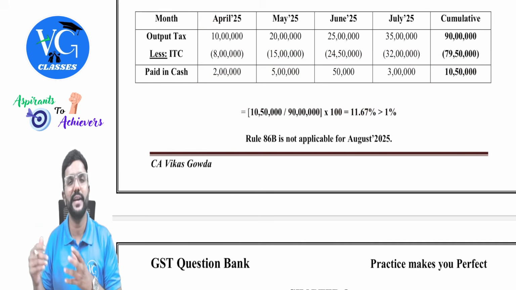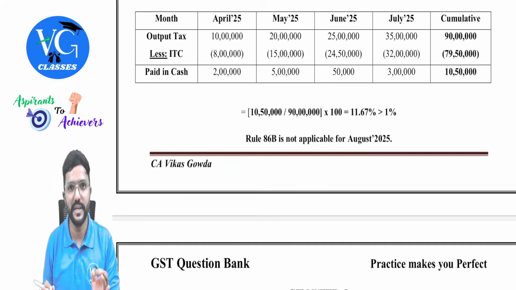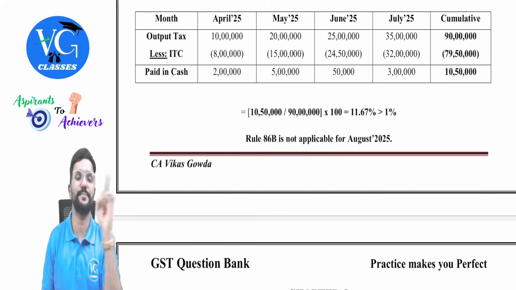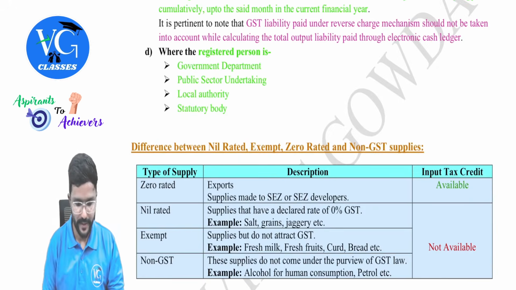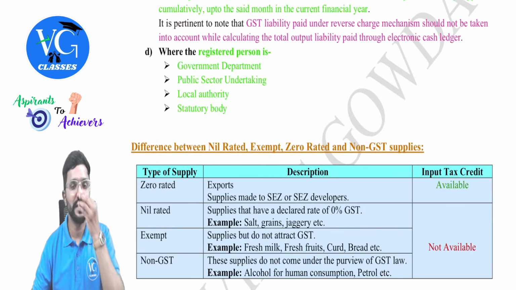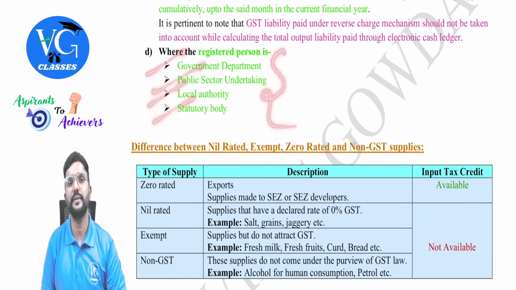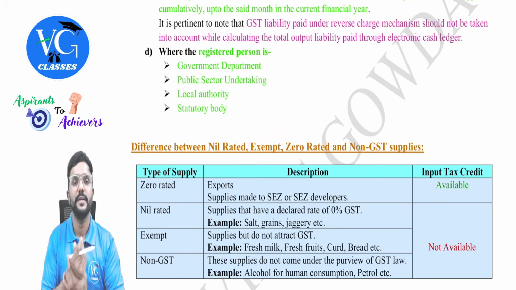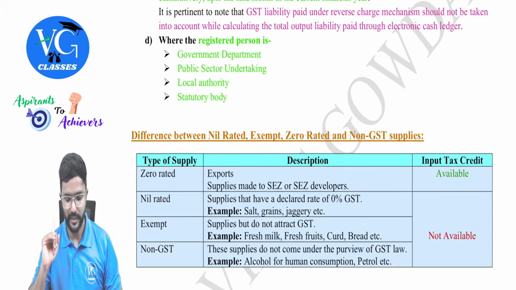Yes. Even if you have paid interest, late fee or penalty and all through cash ledger, don't consider that. This is only how much of your output tax is paid through cash ledger, guys. Okay. Then D, where the registered person is a government department, public sector undertaking, local authority or statutory body, for these four, no Rule 86B, guys. Rule 86B is not at all applicable.